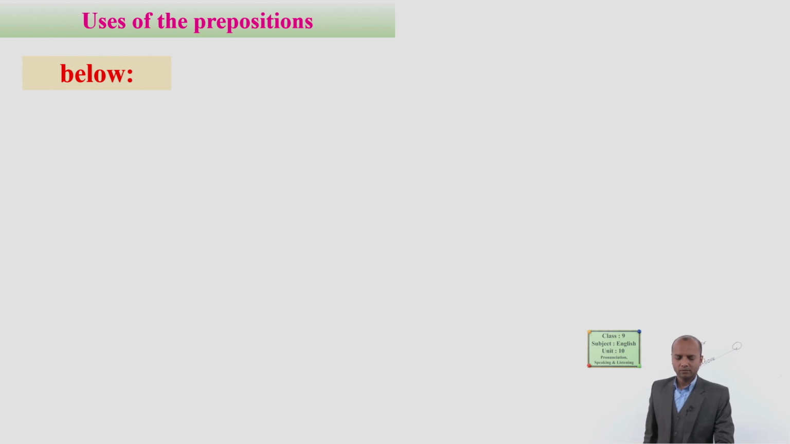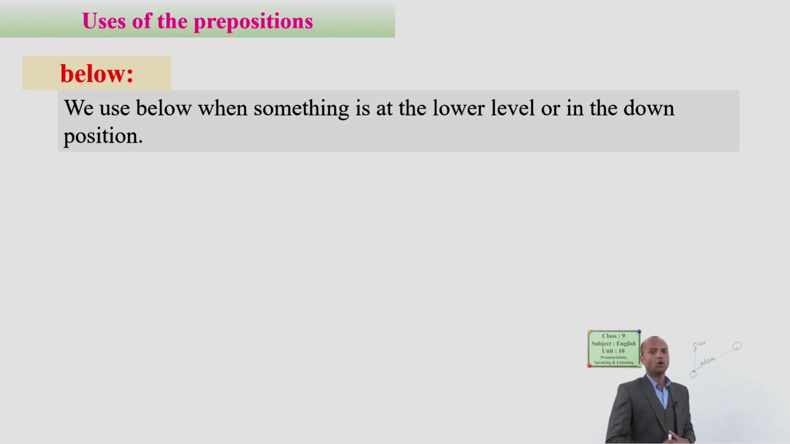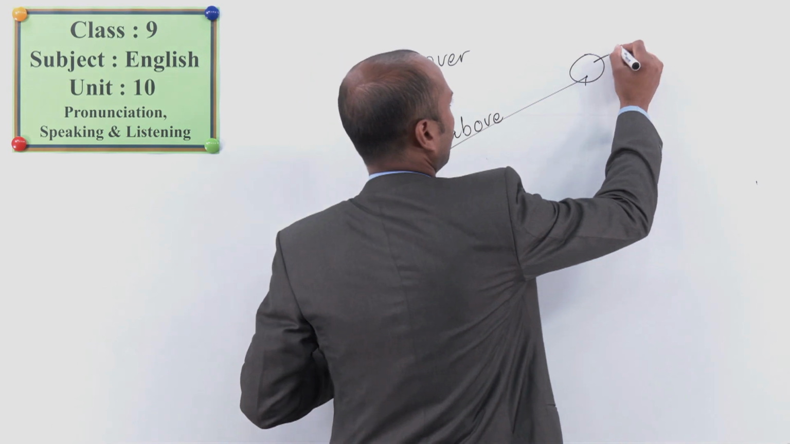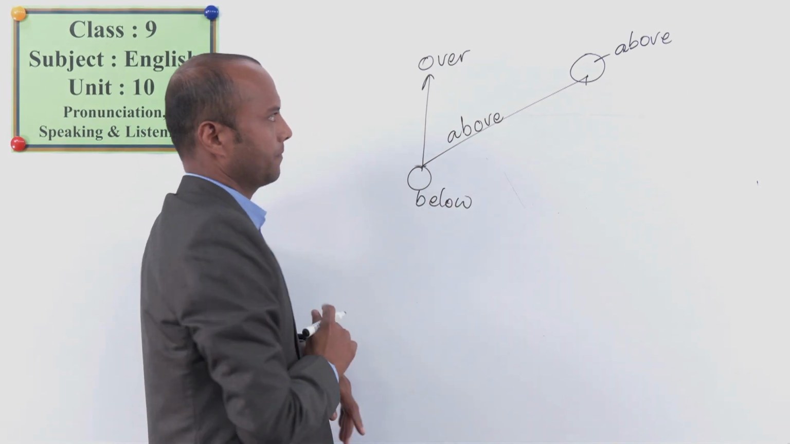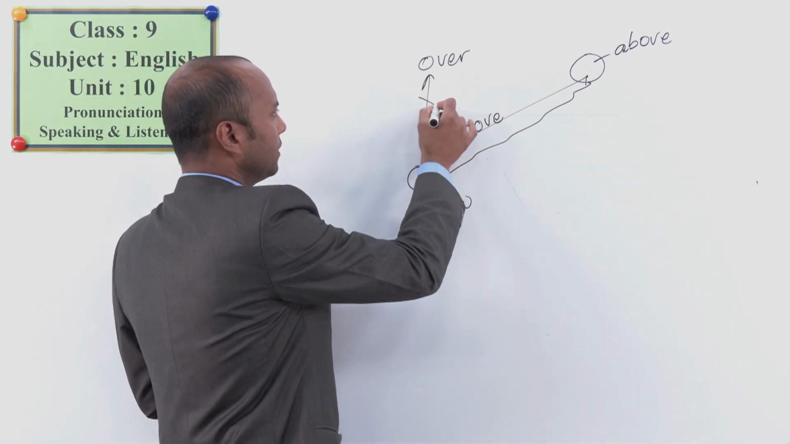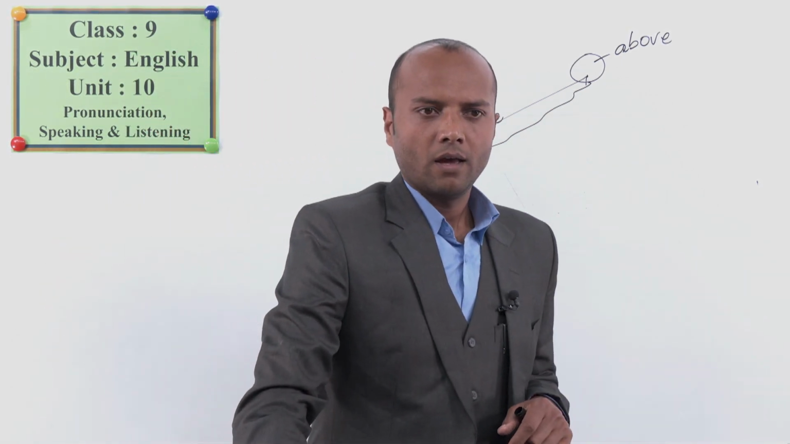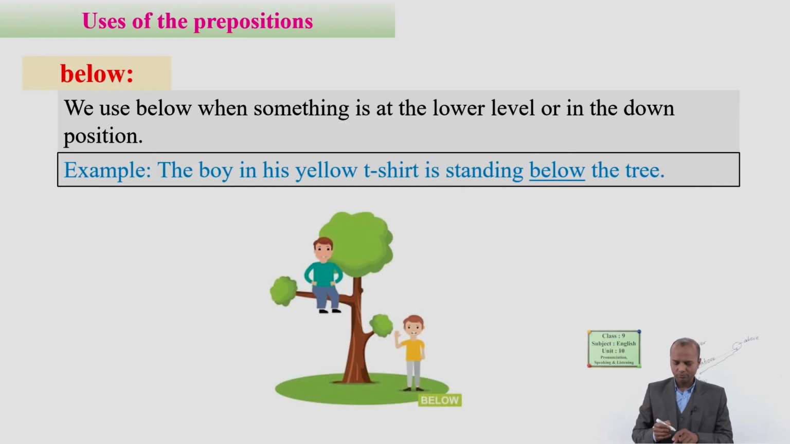So the next one is below. We use below when something is at the lower level or in the down position. This is above and this is below, in relation to this one. Got it? I am not talking about this one. The boy in his yellow t-shirt is standing below the tree. So you can see the boy is not exactly sitting under the tree.